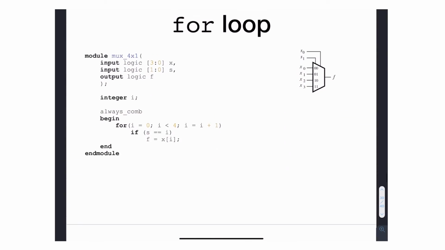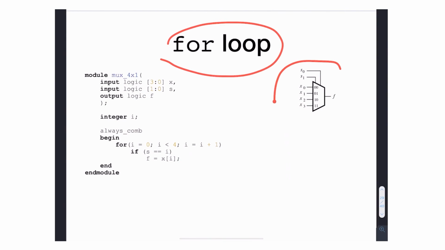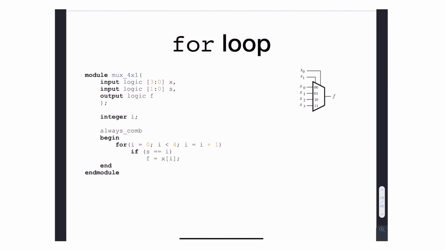So this is for the sake of completion. This is how we implement this particular multiplexer using the for loop. I just kept it. You can read it and figure it out. So you have another example. I have a for and an if nested in each other.